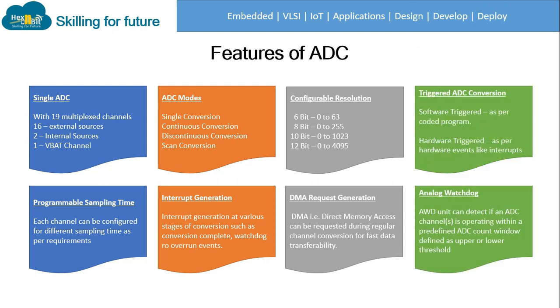And at last, analog watchdog. Analog watchdog is a unit that can detect whether an ADC channel is operating within a predefined ADC count window or not. That count window is defined by upper and lower thresholds. Like if we have configured a channel for ADC conversion and we want to monitor this converted value within a window of upper and lower threshold, we can monitor this using the analog watchdog.